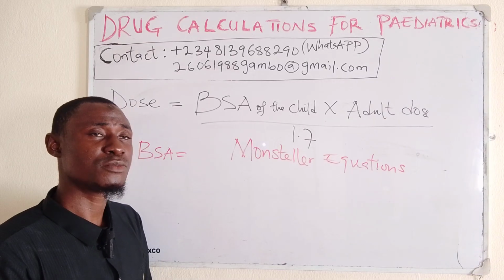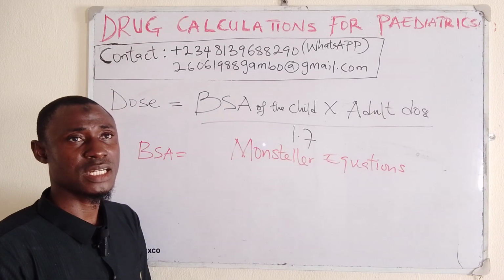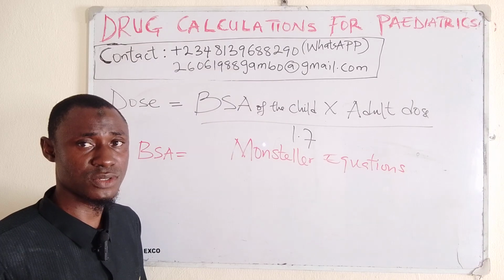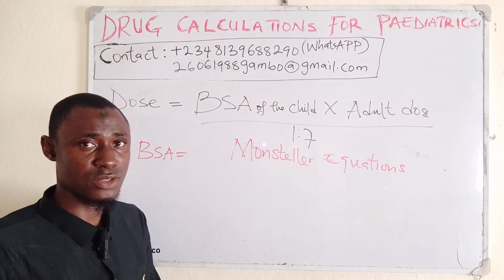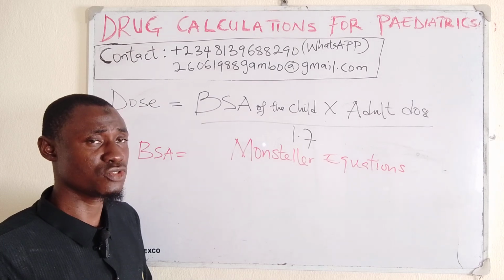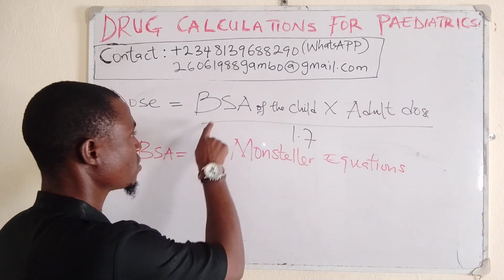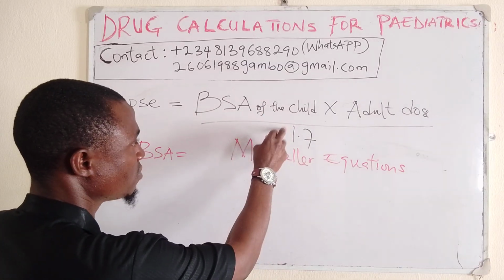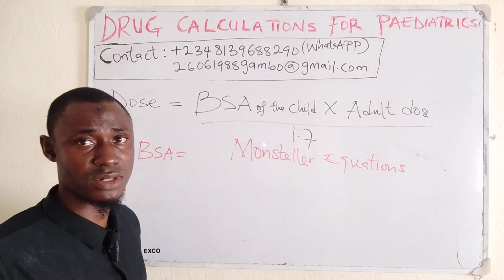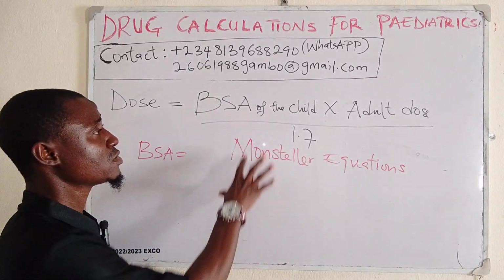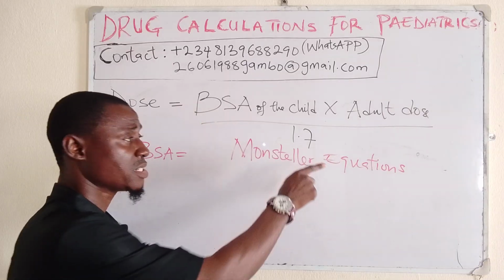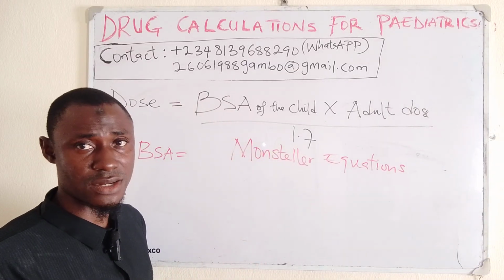Now, sometimes some drugs are dosed using the body surface area of the patient, especially most of the cancer drugs. So before you can administer those drugs, you need to get the body surface area of the patient. And how do you go about it? You can use the Mosteller equation to calculate the body surface area of that patient. So this is not limited to children alone. It can be used for pediatric patients and likewise for adult patients.